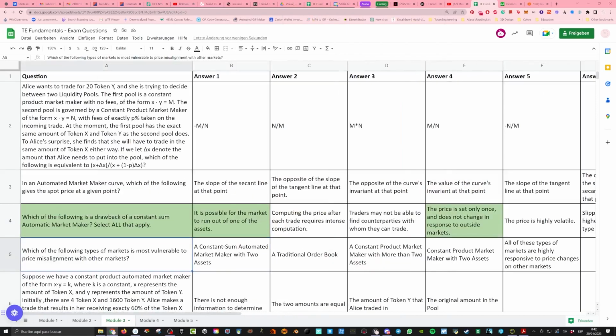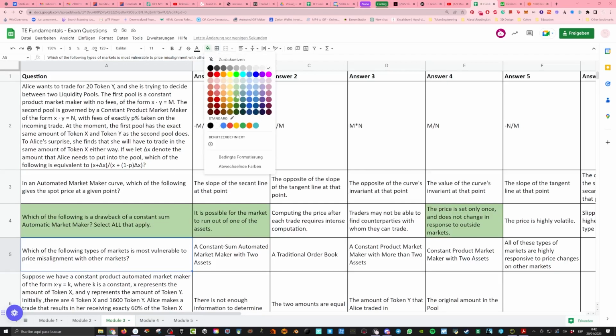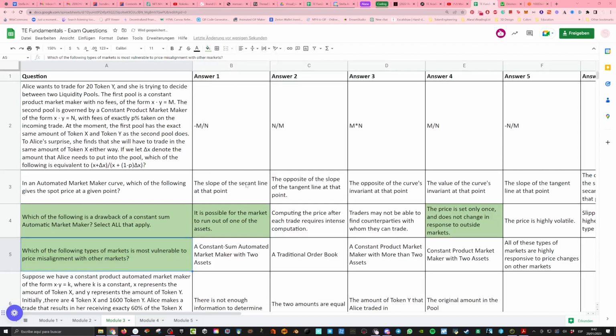The next question. Which of the following types of markets is most vulnerable to price misalignment with other markets? We saw this constant sum one yesterday. Stella, you answer this one. This one's on you.